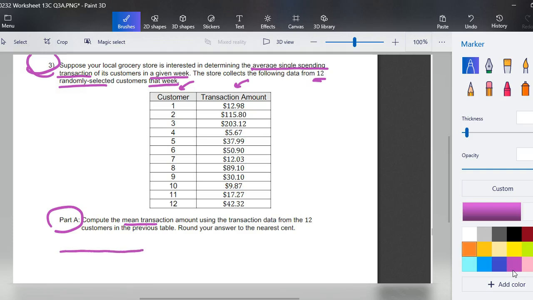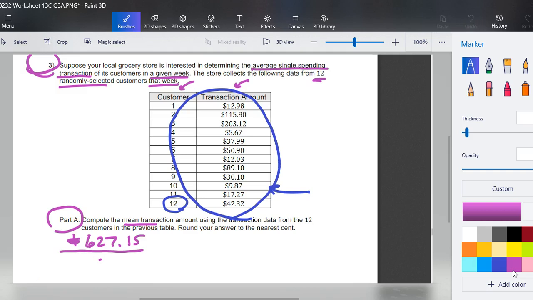Well, what we're going to need to do is to add these all up. And then we're going to divide by 12. So the sum of all of those receipts turns out to be $627.15. We're going to divide it by 12 to get the average, and that is approximately equal to $52.26 rounded to the nearest cent. I'm not going to change screens just yet. I want to go ahead and read Part B.